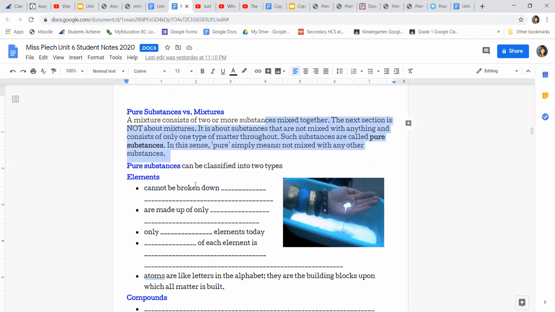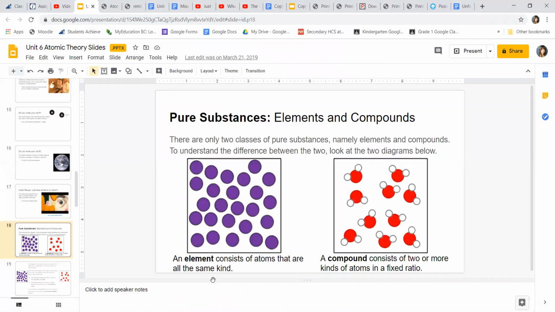So we are starting here with pure substances versus mixtures. I'm just going to move this out of the way here. Now it says here that there are only two classes of pure substances: elements and compounds. Now we're going to take a look at the difference between those two. Honestly, I know you've probably gotten stuff like this earlier in science classes, so this should be more of a review for you. If not, that's okay. Pay attention and hopefully you're on the same page by the end of this.